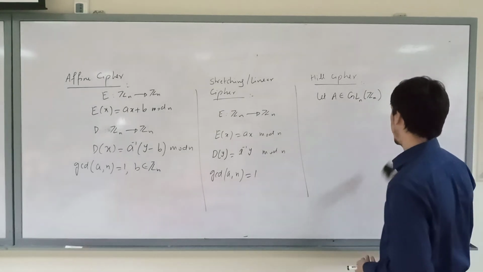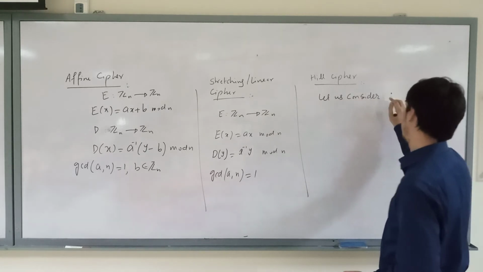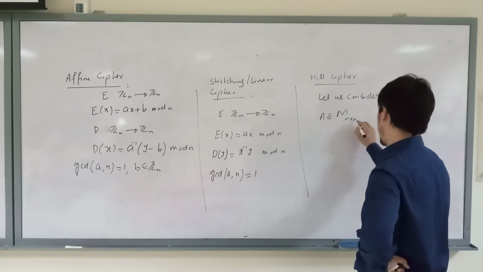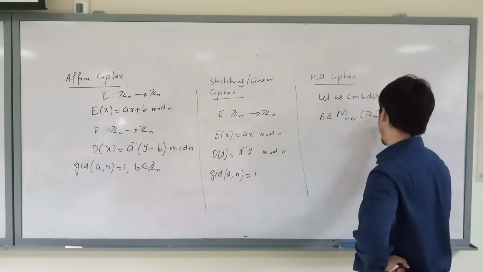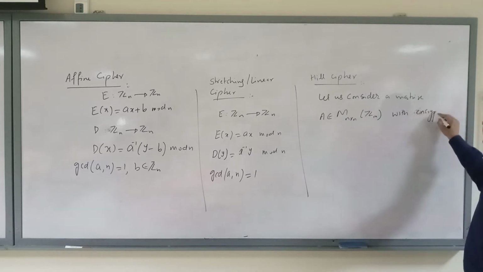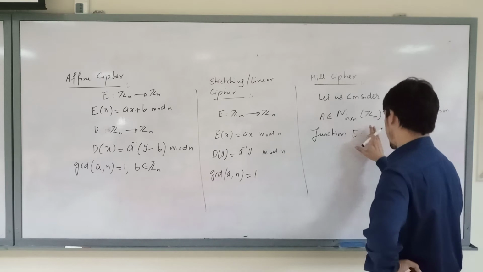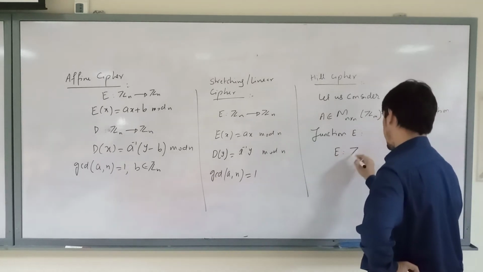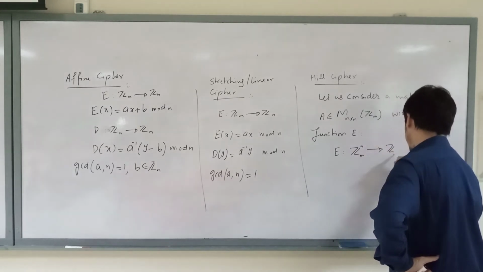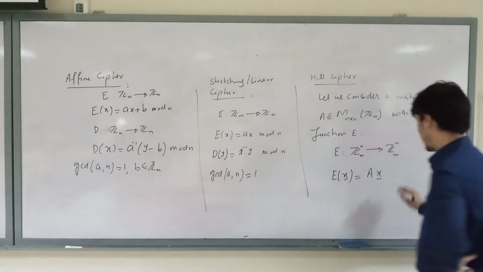Let me elaborate this one. Let us consider a matrix A belonging to the general linear group, and with encryption function E, that is, E is a function from Zn^m to Zn^m. E of X is A times X mod n.